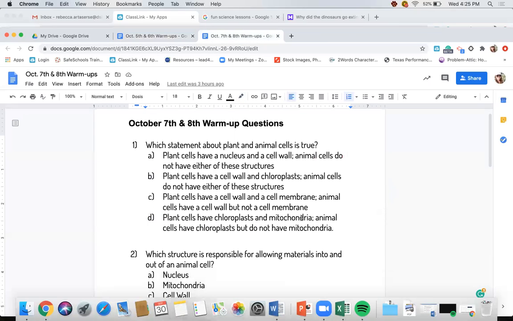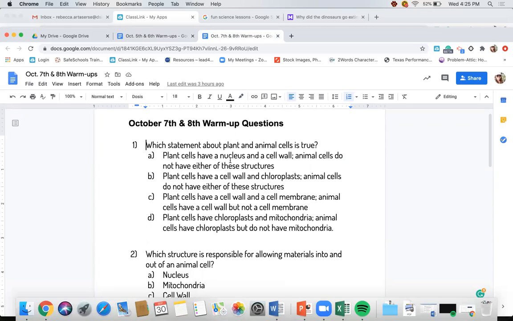All right, moving on to October 7th and 8th warm-up questions. The first question says, which statement about plant and animal cells is true? So we know that plant cells have a couple organelles that animal cells do not. So let's go through them and see which one is which. So plant cells have a nucleus and a cell wall.